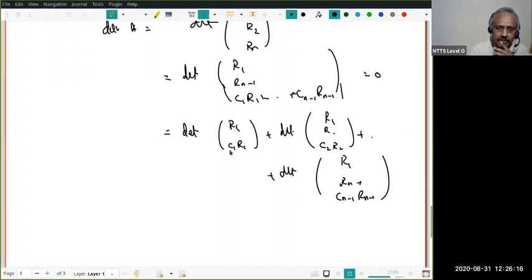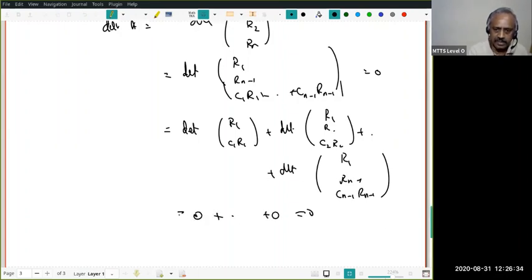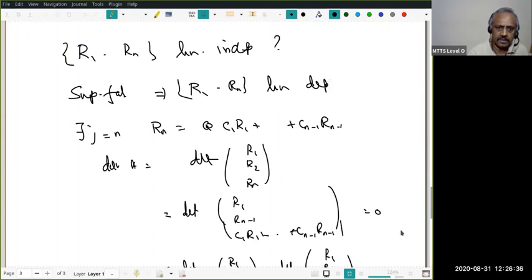Therefore this is C1 times the determinant with R1 and R1, which is 0. This is C2 times the determinant with R1, R2 and R2, which is 0. And this determinant will be Cn minus 1 times the determinant of R1, R2, up to Rn minus 1, Rn minus 1, which is 0. Therefore this is 0 plus 0 plus 0 equal to 0. You understand? That's a contradiction. Therefore we conclude that this is linearly independent. So this is done now.